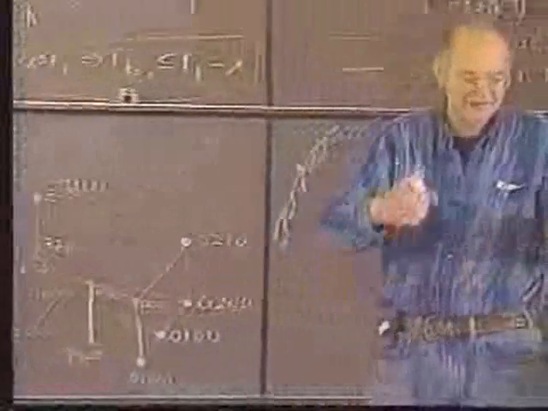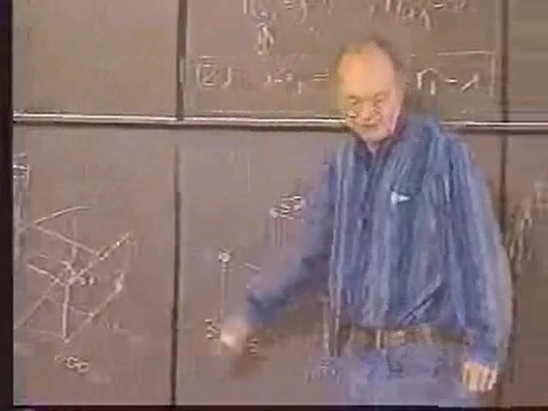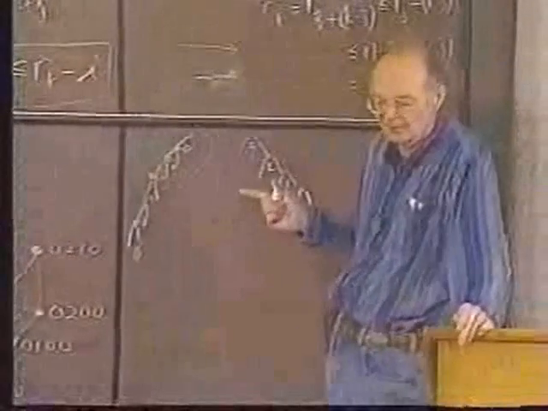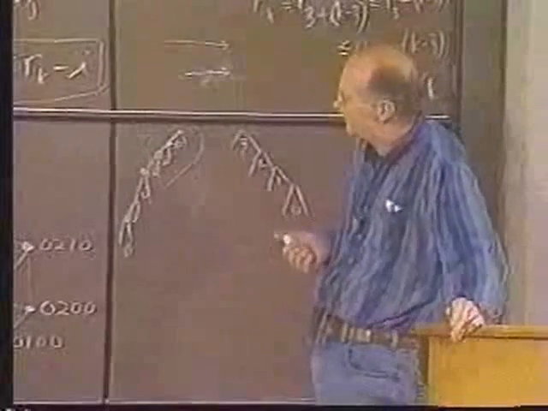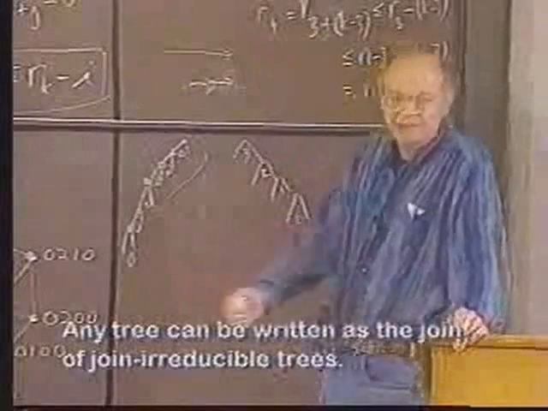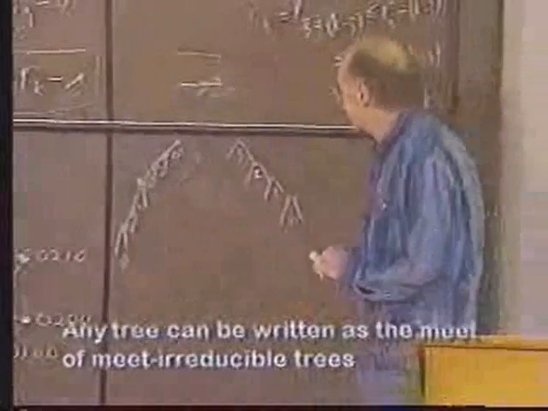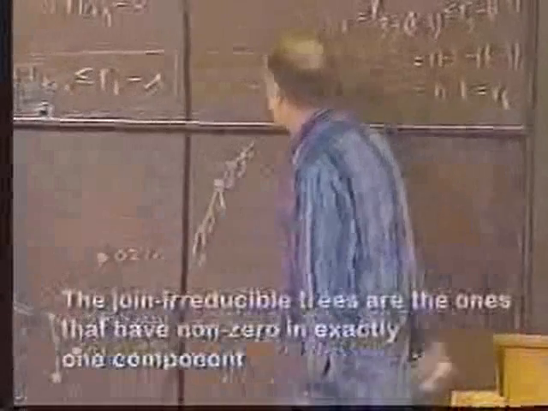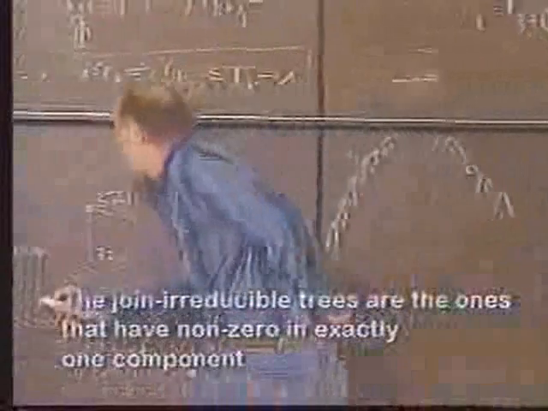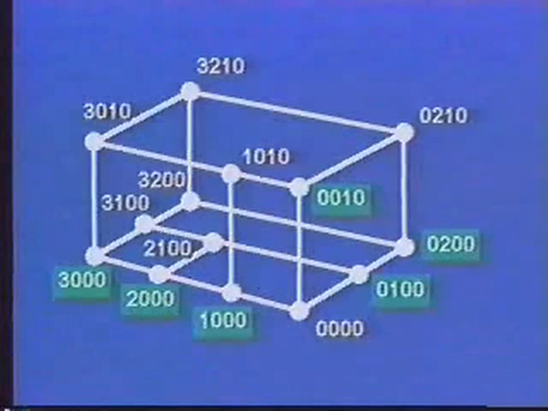If I know how many times these divisors divide a number, then for two numbers, I can figure out their GCD. The same thing holds in a lattice. That is, there's a kind of factorization theorem in a lattice that says that, in the case of trees, any tree can be written as the join of join irreducible trees. And any tree can be written as the meet of meet irreducible trees. So what are the join irreducible trees? The join irreducible trees are the ones that have non-zero in exactly one component. So here's a join irreducible tree. These are the join irreducible trees.